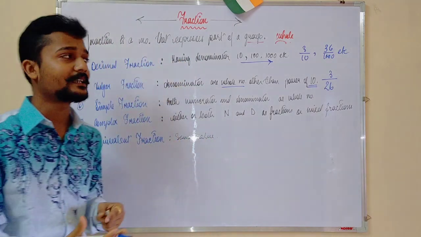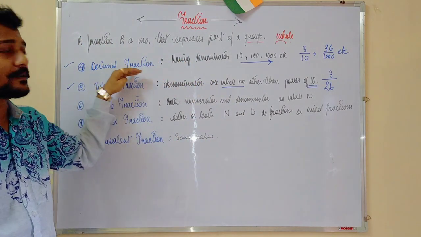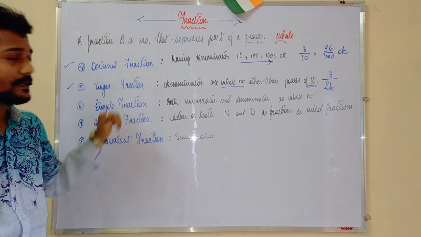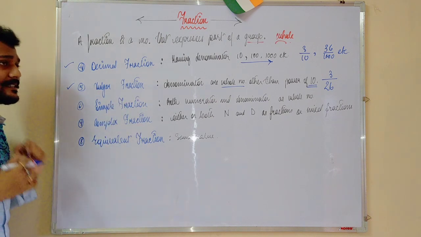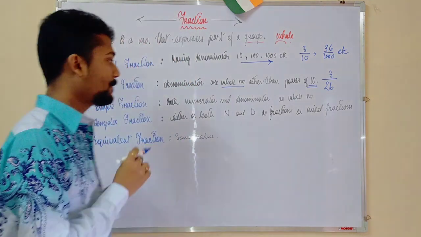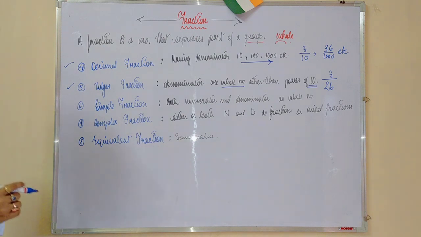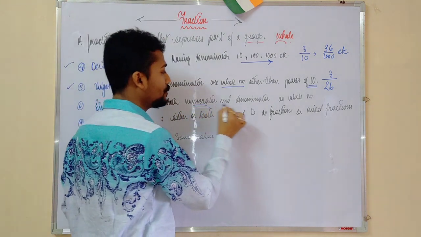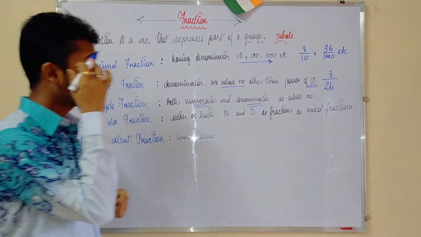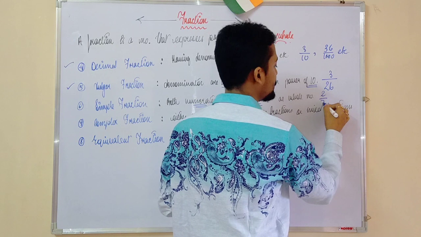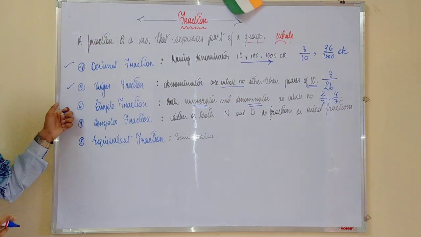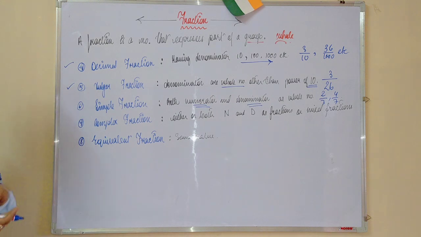10, 100, 1000. That means the opposite of this, you can say decimal fraction. Okay, that will be called a vulgar fraction. Clear? Now, simple fraction. A simple fraction can be expressed as a fraction in which both the numerator and the denominator are whole numbers. That means 2 by 3, 4 by 7, these types of fractions are known as simple fraction.